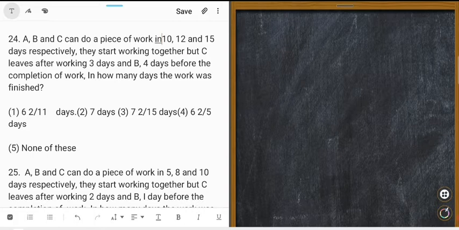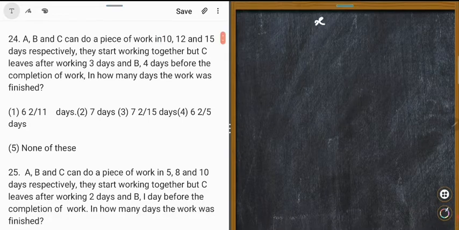Could you understand? So first let's know A's 1 day's work. Suppose the work is completed in X days. Could you understand? That means A worked for X days. B worked for how many days? 4 days before the completion of work, that is X minus 4 days.